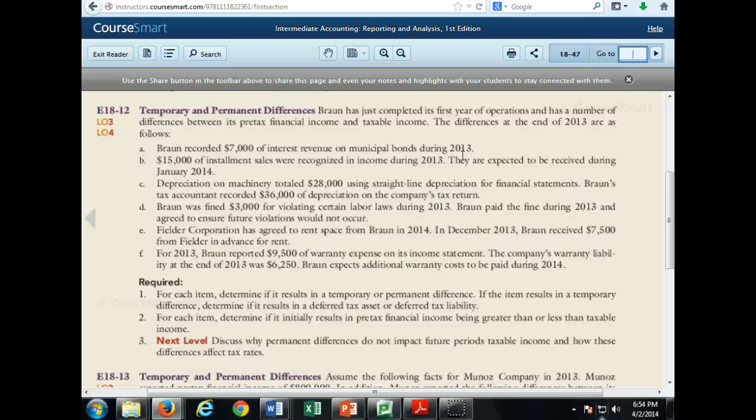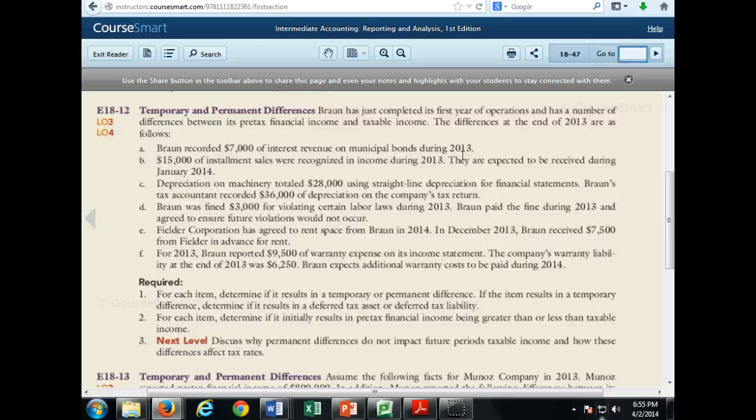Braun was fined $3,000 for violating certain labor laws during 2013. Braun paid the fine during 2013 and agreed to ensure future violations would not occur. Is this a temporary difference or a permanent difference? Permanent. And in this case, is pre-tax income greater than or less than taxable income? Less than. We get to write off things on financial income we can't for tax purposes.